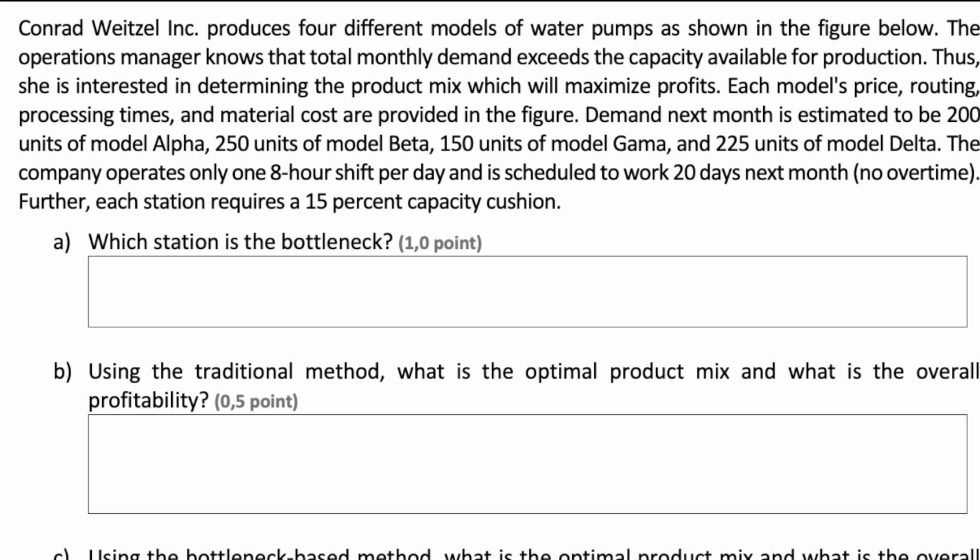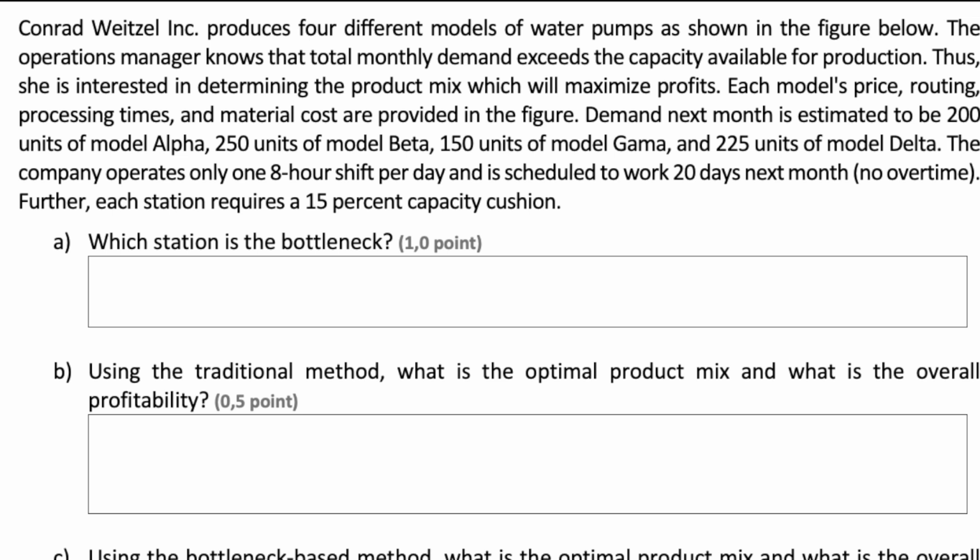Konrad Weitzel produced four different models of water pumps as shown in the figure below. The operation manager knows that the total monthly demand exceeds the capacity available for production. That means we have a bottleneck. True, she is interested in determining the product mix which will maximize profits. That means how many products of each one, since we don't have time to build all of them, are going to make the most money for her.